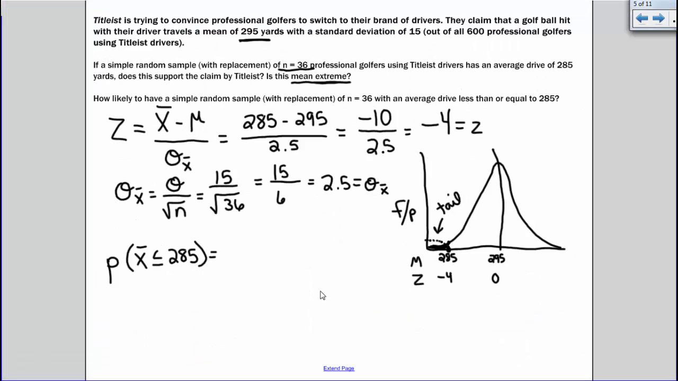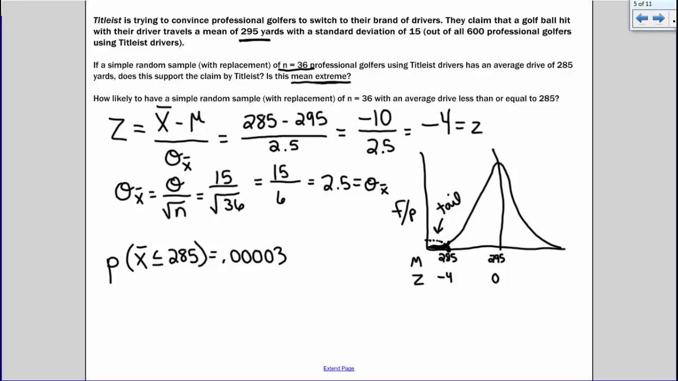So 0.00003, or if you multiplied this by 100, 0.003% chance that if you took a random sample of 36 golfers, they would have a drive that's less than or equal to 285. So now I'm even more suspicious of Titleist's claim.